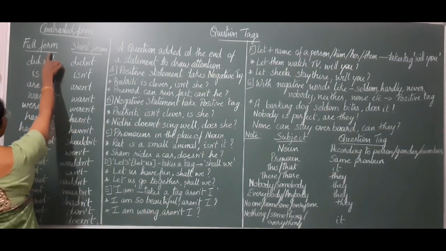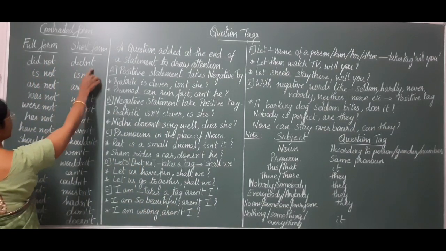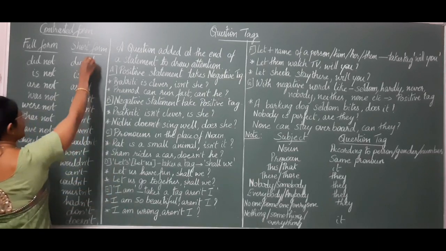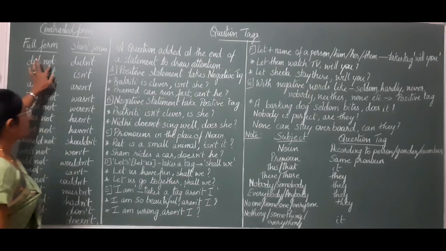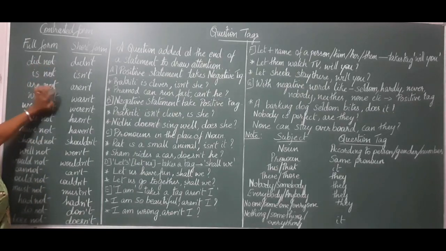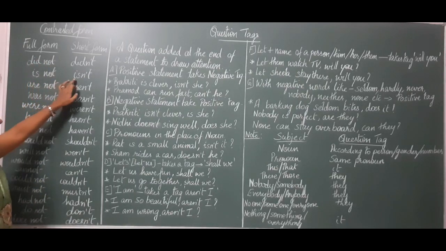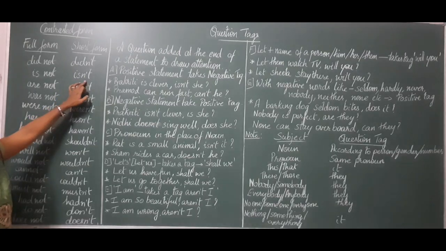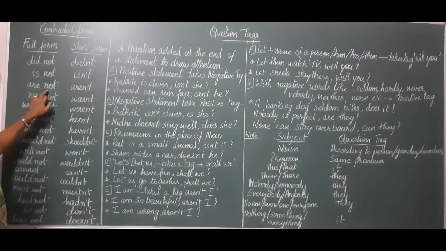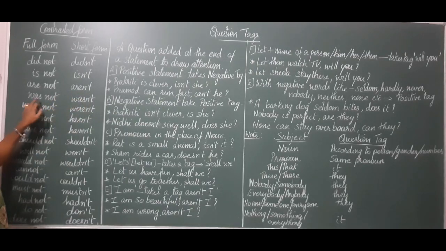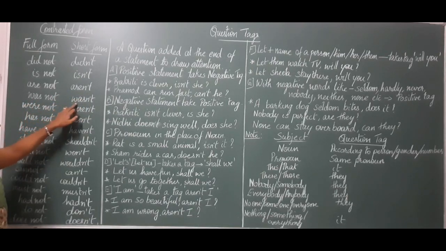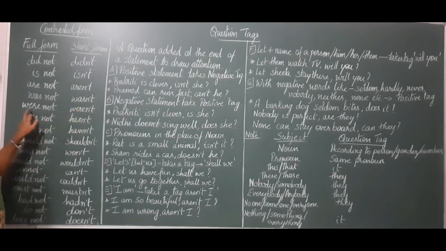Did not is a full form. It is shortened as didn't, where you use an apostrophe in the place of O. Is not, made short as isn't. Are not, aren't. Was not, made short, wasn't. Were not, made short, weren't.